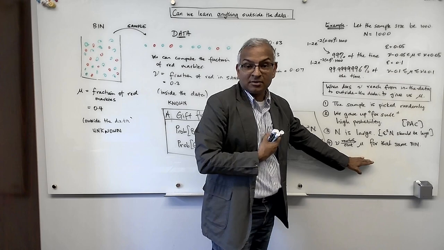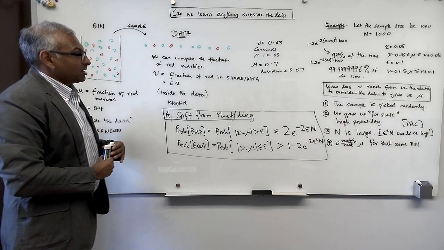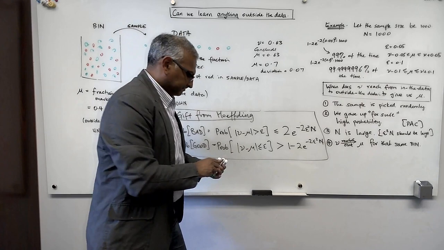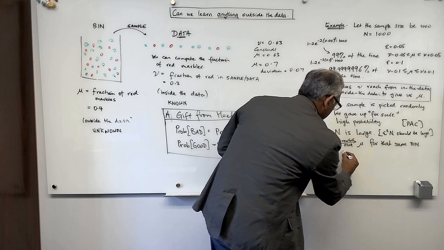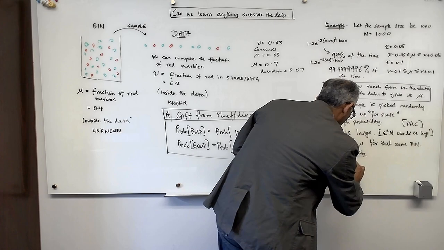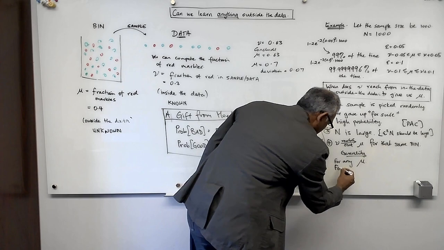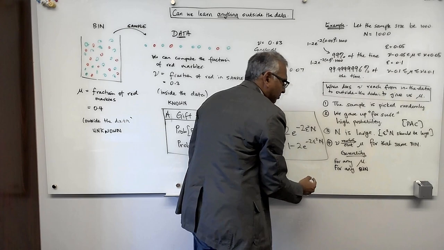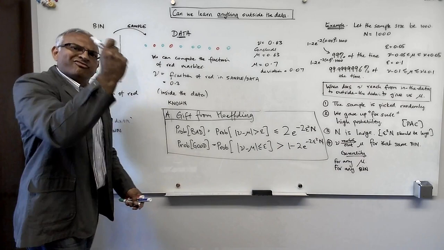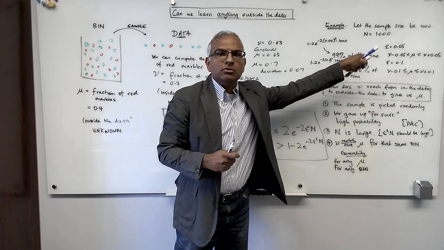But now I want to show you some of the generality of this ability to reach outside. It doesn't matter what mu is. Generality: for any mu, so it doesn't matter what the true population fraction is, and for any bin size, for any bin, and this is going to be important. As long as I can take any problem I want and put it into this abstract framework, for any bin and for any mu, nu reaches out to mu, providing that I satisfy criteria 1, 2, 3, and 4.